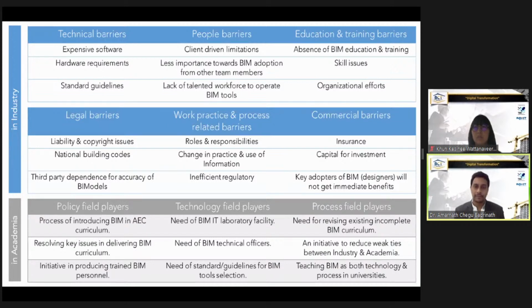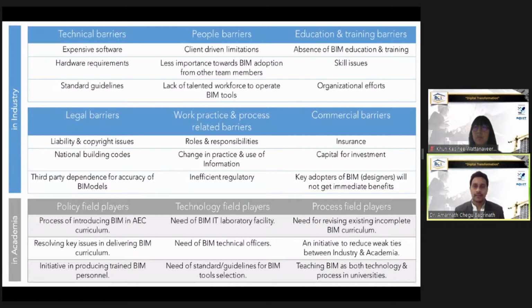Lack of talented workforce to operate BIM software. There is a set of software commonly used from Autodesk or Bentley or a few other technologies. But still, a talented workforce comes with an extra added cost. And when they are getting paid more in other countries, obviously they like to switch to other countries.